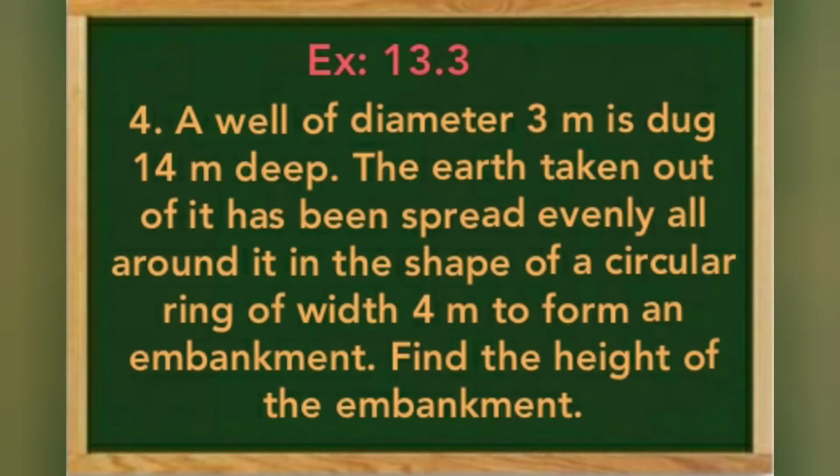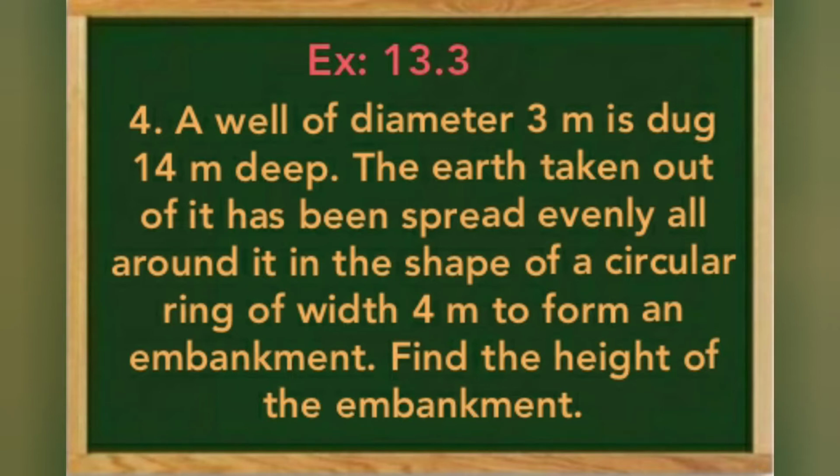A well of diameter 3 meter is dug 14 meter depth. The earth taken out of it has been spread evenly all around. It is in the shape of a circular ring of width 4 meter to form an embankment. Embankment means கிணறு சுற்றி ஒரு இது கட்டுறாங்க, சரியா? So that is embankment. Find the height of the embankment.